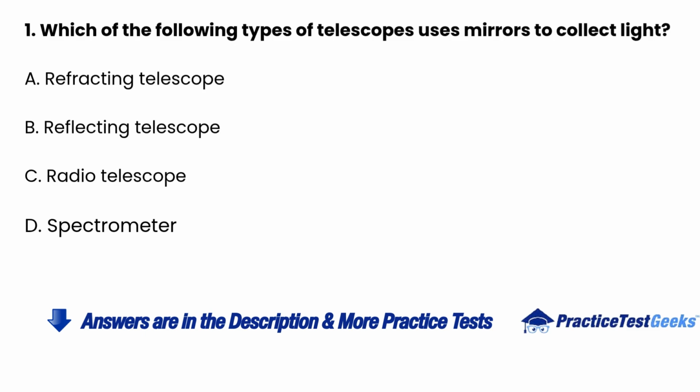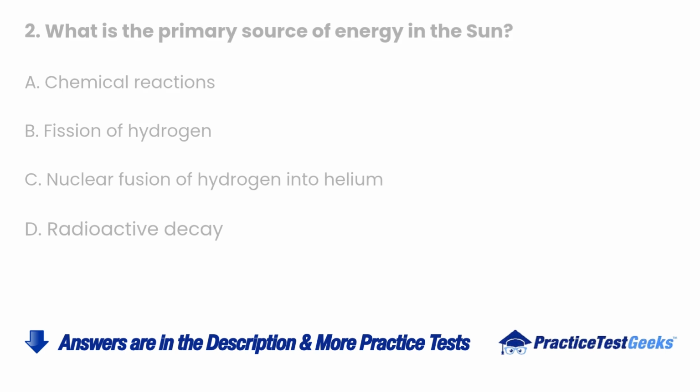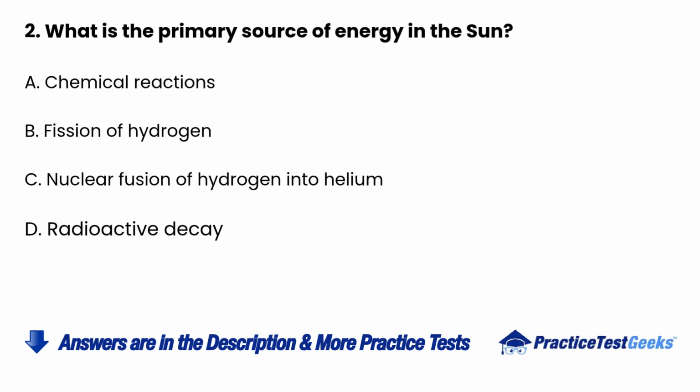1. Which of the following types of telescopes uses mirrors to collect light? A. Refracting telescope. B. Reflecting telescope. C. Radio telescope. D. Spectrometer. 2. What is the primary source of energy in the Sun?